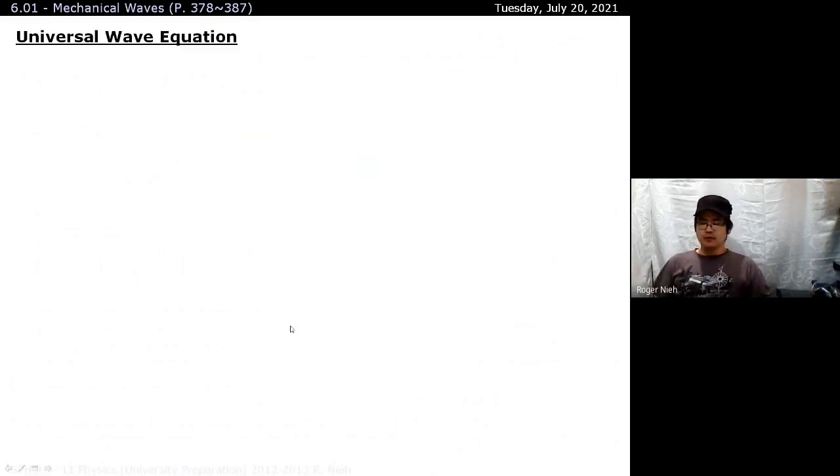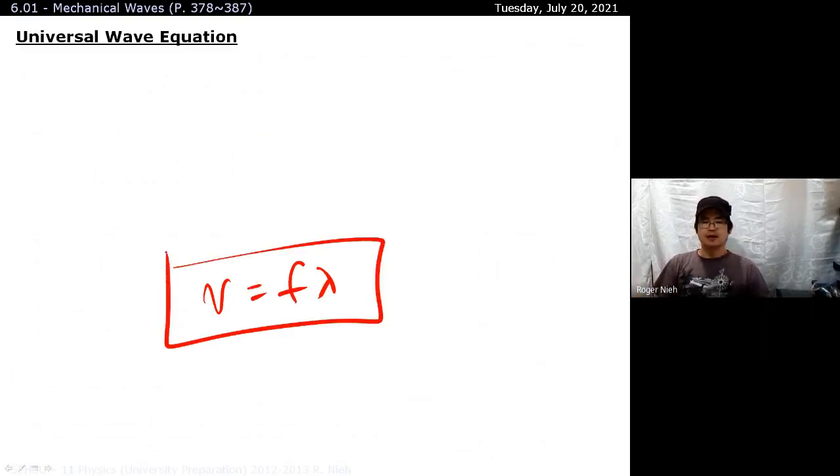The universal wave equation at the end of the day is v equals f lambda. Okay, so I could just tell you, yep, v is equal to f lambda. Let's just start calculating away and end the period. I could do that. But let's just talk about where this formula comes from, and then you'll have a better appreciation of how to apply it and everything.